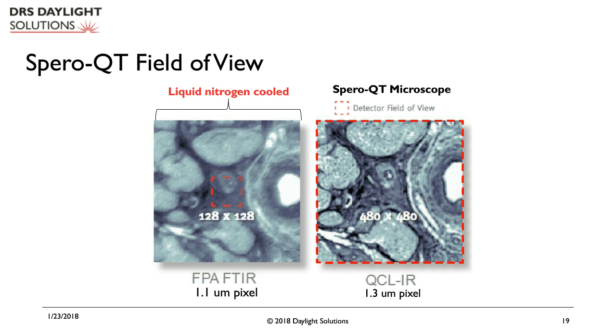Additionally, we can see clear image quality differences. It's primarily due to the high NA optics that we incorporate in the Spero in comparison to the low NA Cassegrain mirror lenses that are found in a FTIR system.